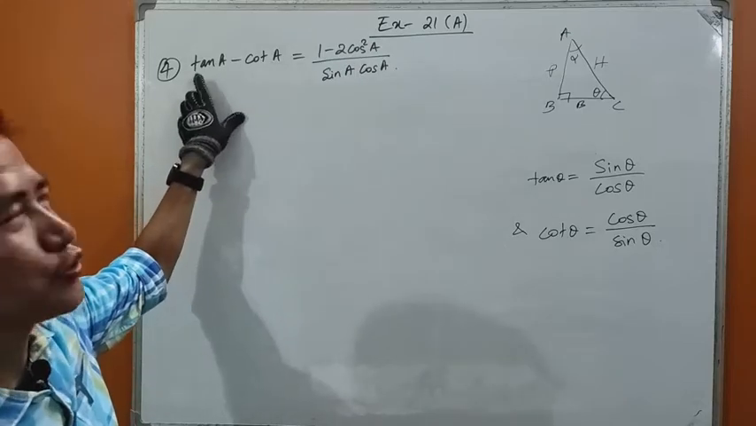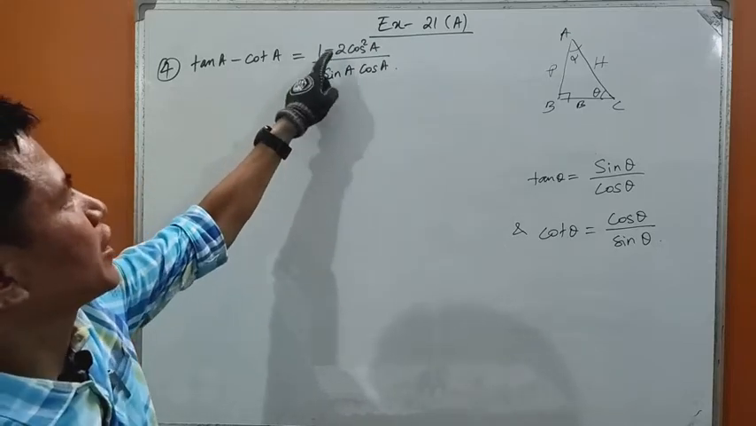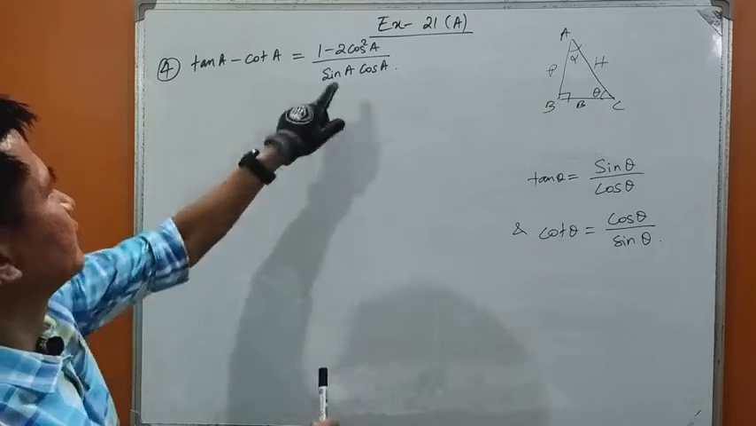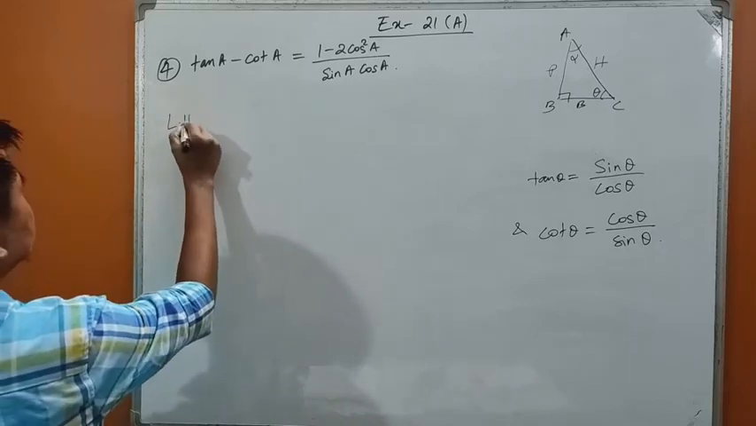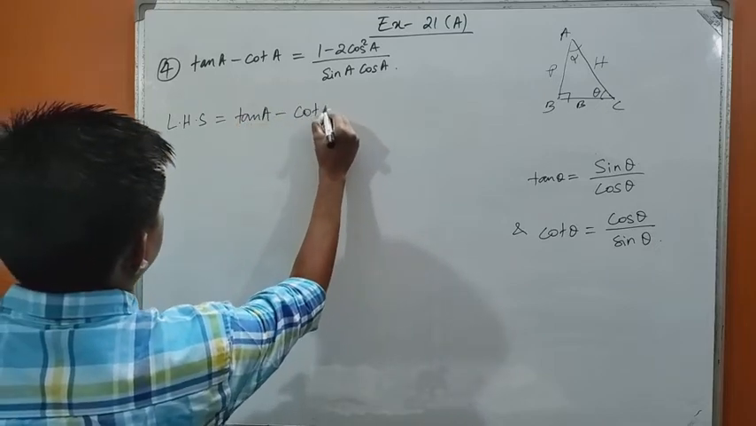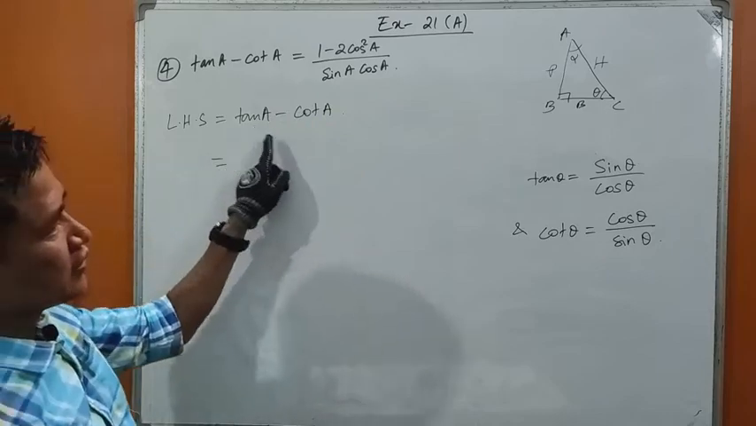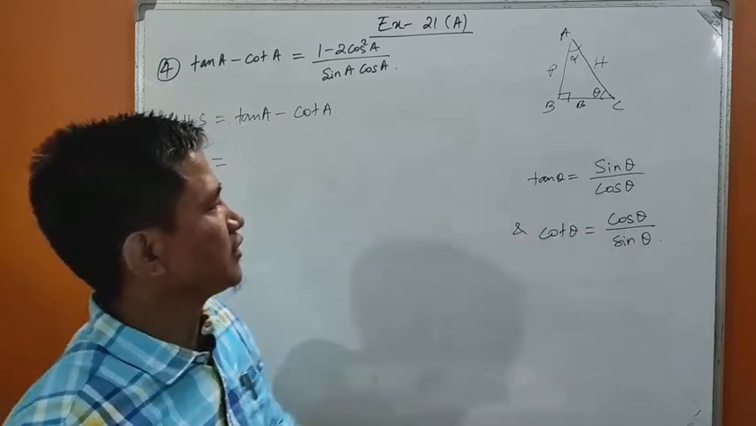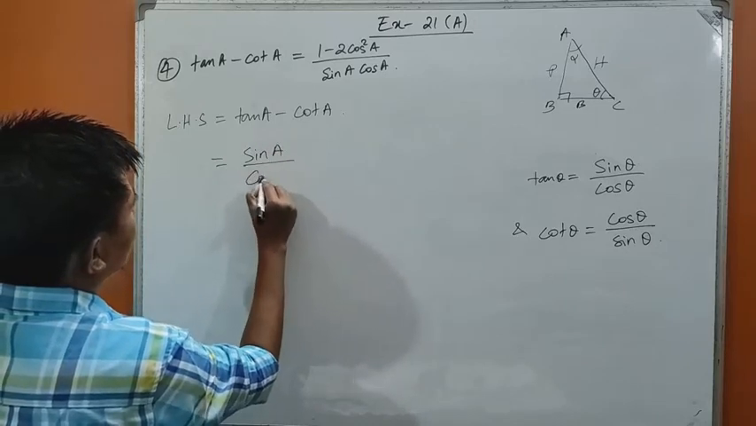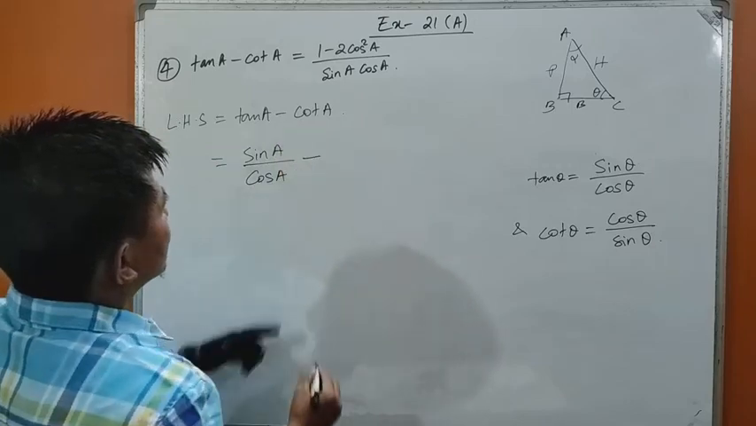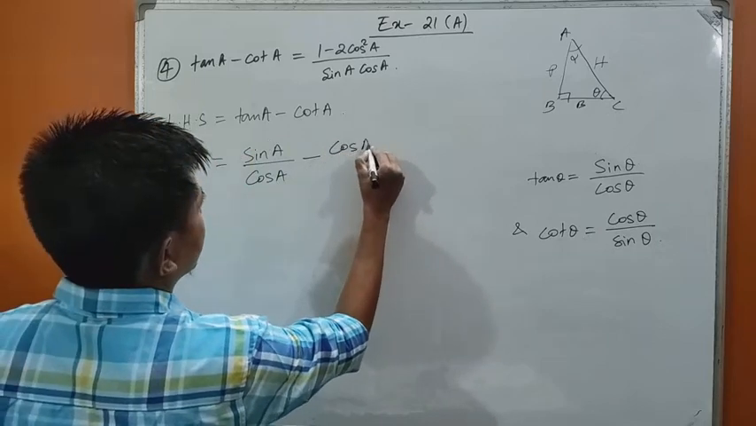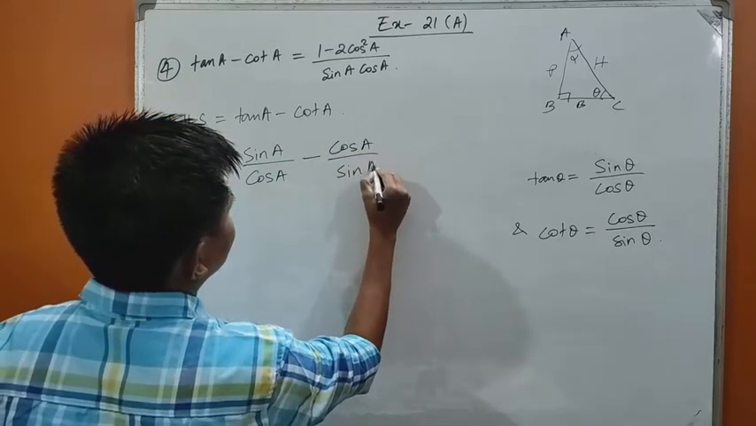Question number 4. We are asked to prove tan A minus cot A equals to 1 minus 2 cos square A upon sin A cos A, isn't it? So let us use the left hand side and prove this one. So left hand side equals to tan A minus cot A, isn't it? So this tan A can be written as sin A upon cos A. So instead of this tan A, I write sin A upon cos A minus this cot A can be written as cos A upon sin A, isn't it?